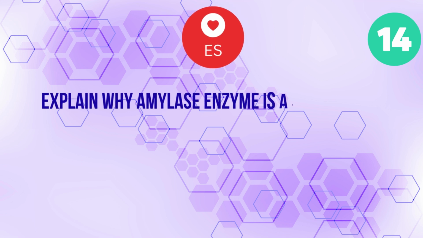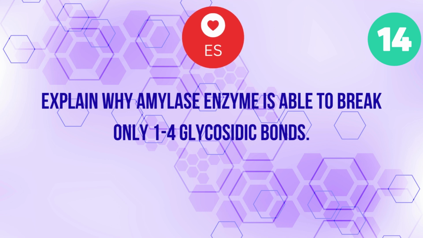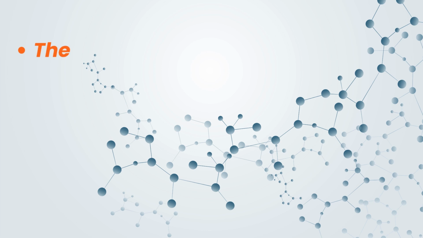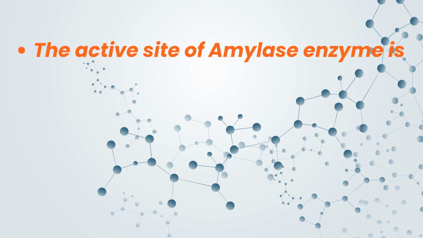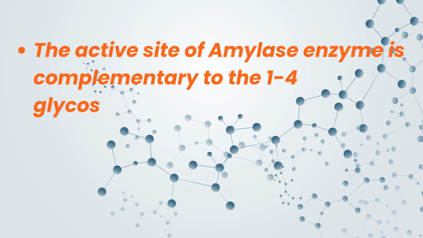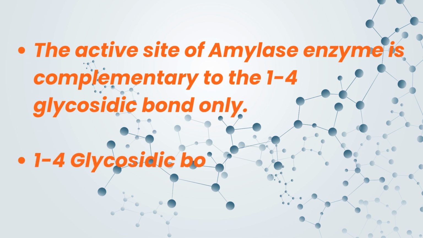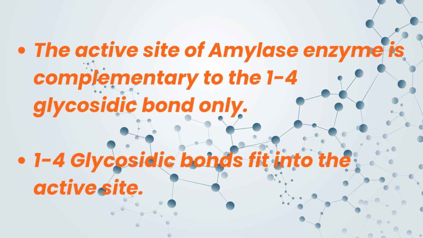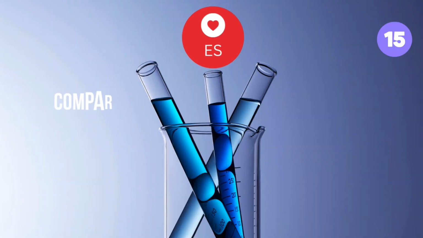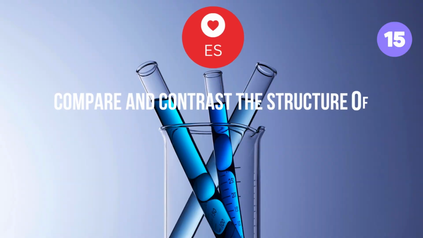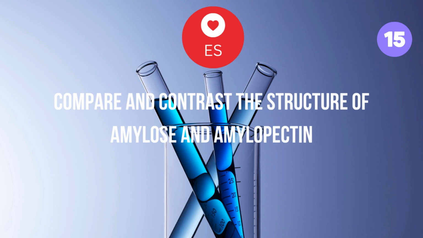Explain why amylase enzyme is able to break only 1-4 glycosidic bonds. The active site of amylase enzyme is complementary to the 1-4 glycosidic bond only. 1-4 glycosidic bonds fit into the active site. Compare and contrast the structure of amylose and amylopectin.